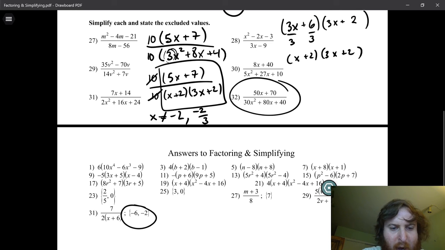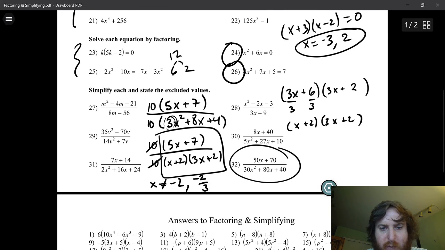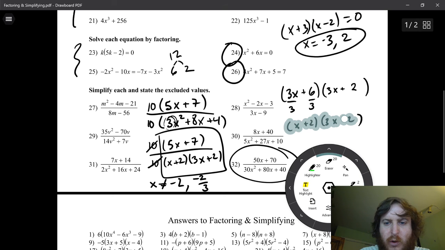On the answer key, you'll see they write the excluded values like that. I like to write them as x is not equal to -6 or -2, so that's how you can see it on your homework. But just be careful. Here I didn't cross out anything with an x in it, but if you do, that's also going to be excluded.